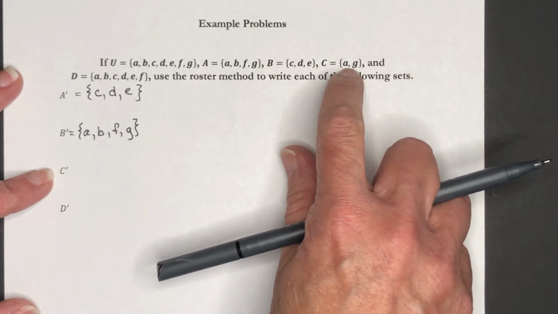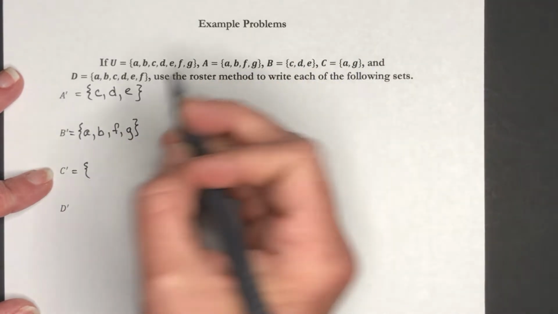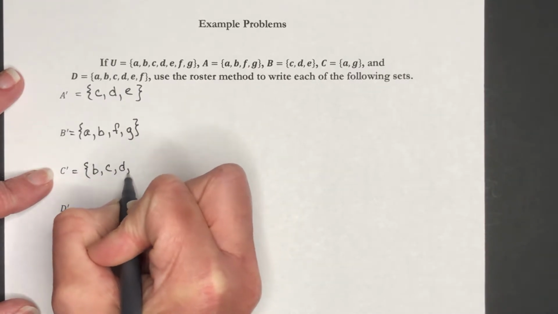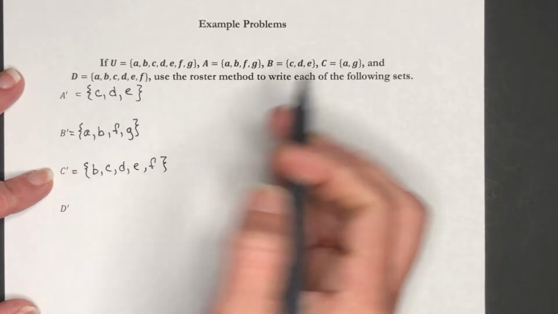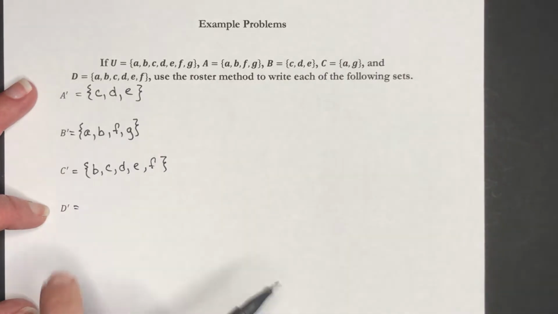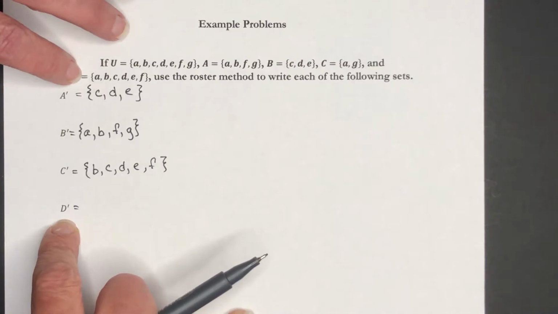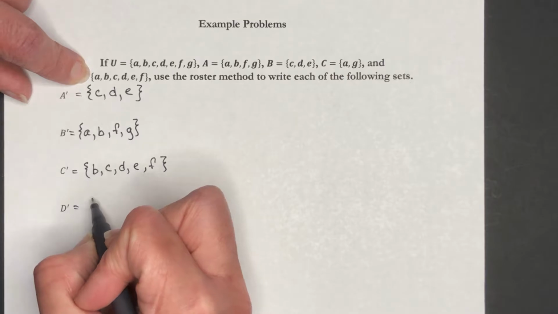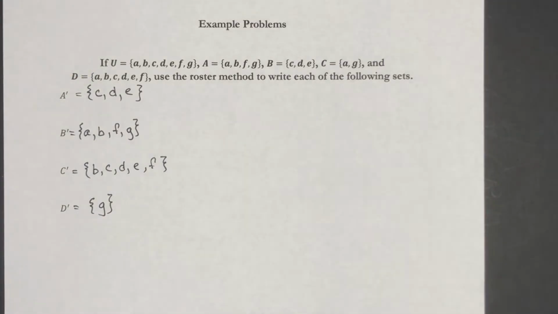The complement of C would be, well, there's A, B, C, D, E, and F, and then G. And the complement of D, well, these are almost the same size. So what is the difference? This one has a G and this one does not. So the complement of D would be the set that contains G.